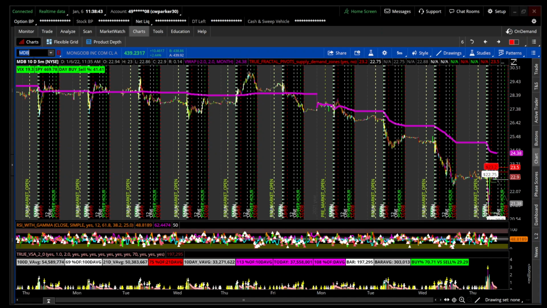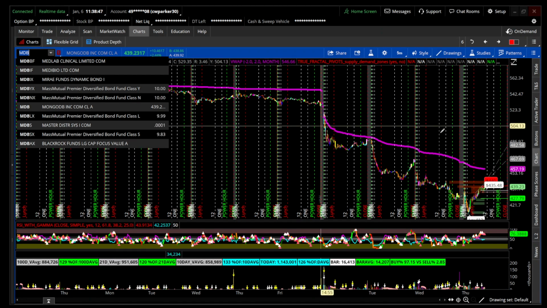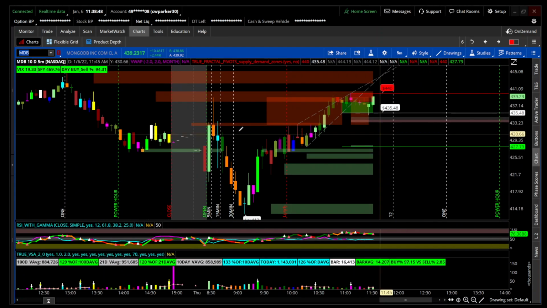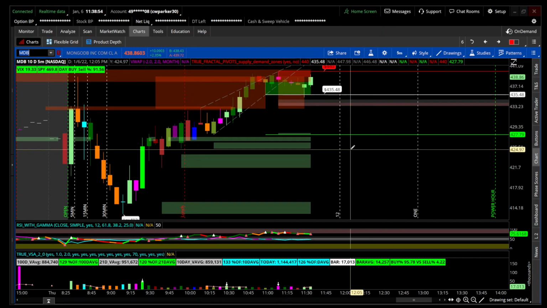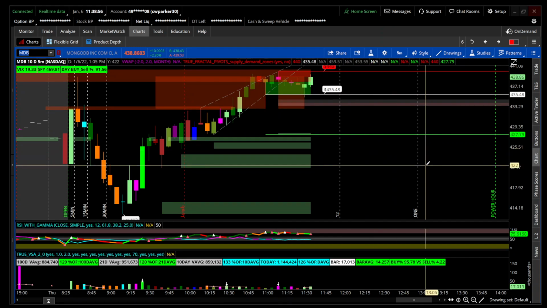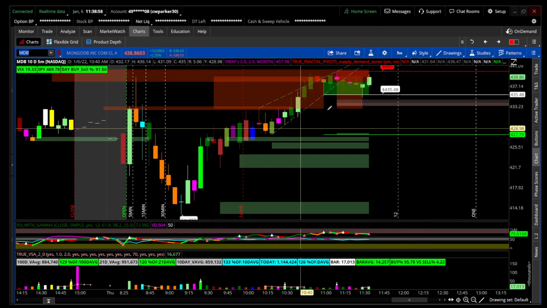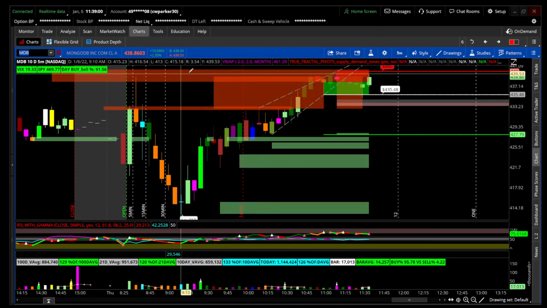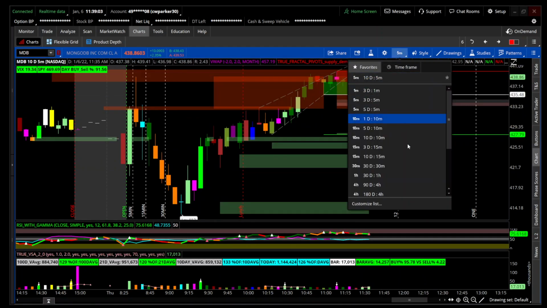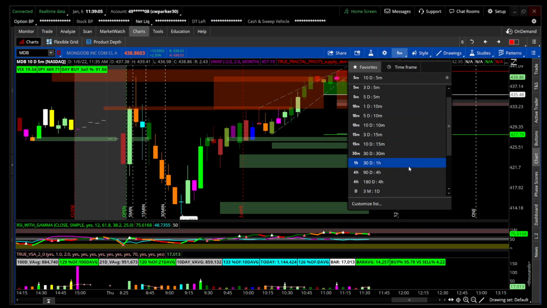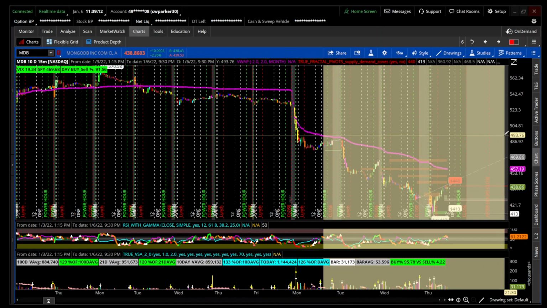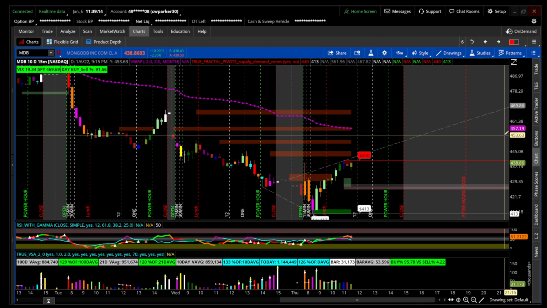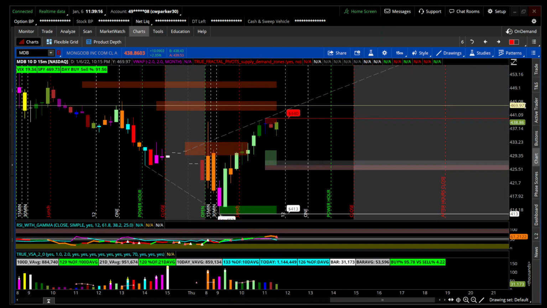This is one I don't believe I've ever looked at. MDB, and this is what you get. This is the supply and demand indicator on this 5-minute, and you're getting a lot of boxes, and right now it's fighting with this box up here. We'll push it to a 10-day 15, because you're always going to get better signals on the higher time frames.